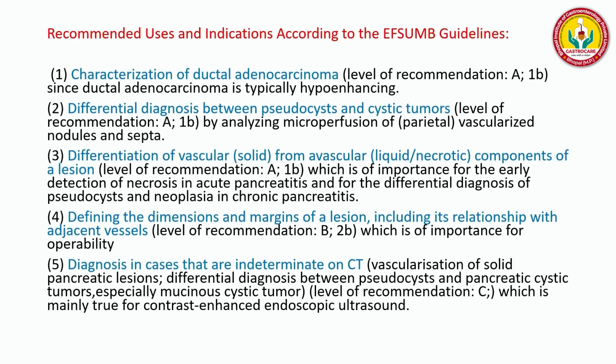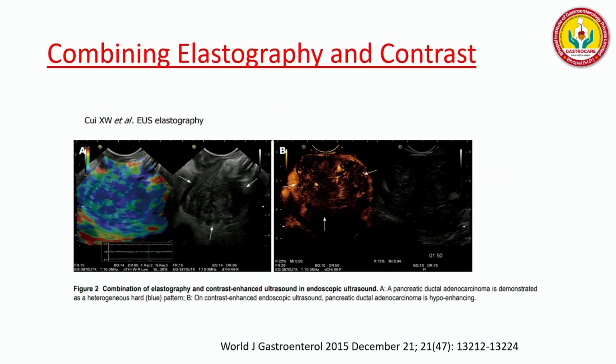These were some of the indications from the EFSUMB guideline where it can be used. For the sake of time I am skipping. Sometimes we can combine elastography and contrast, and this is how the picture looks. A normal EUS shows a hypoechoic structure here; with elastography we can see which areas look blue or more pathological, and using the contrast we can see these are non-enhancing, hypoenhancing areas, suggestive of adenocarcinoma.